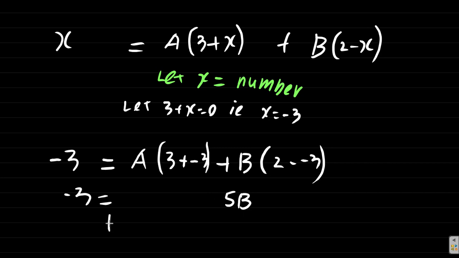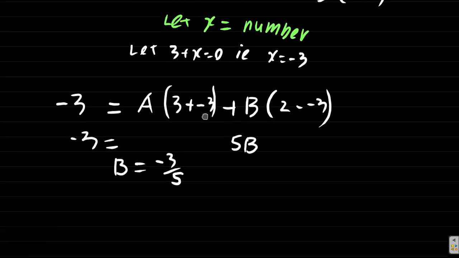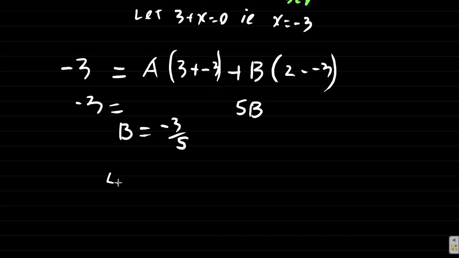So therefore, b equals what? Negative 3/5. So this is one of the things we wanted. After that, we want a, so let b disappear. Now, what we have here is b times 2 minus x. So let 2 minus x equal 0. If 2 minus x equals 0, we have to let x equal what? 2. So let x equal 2.